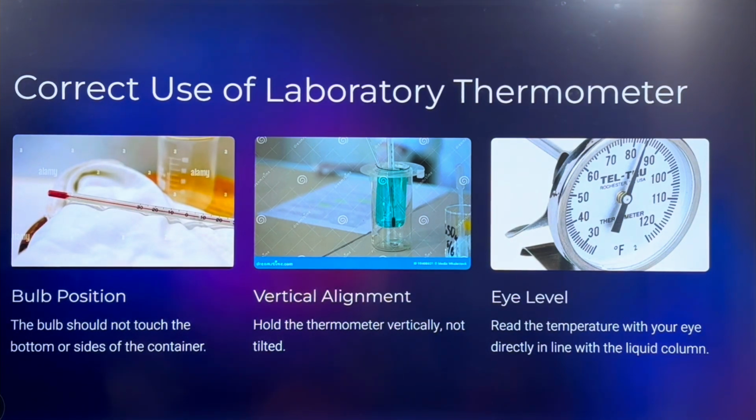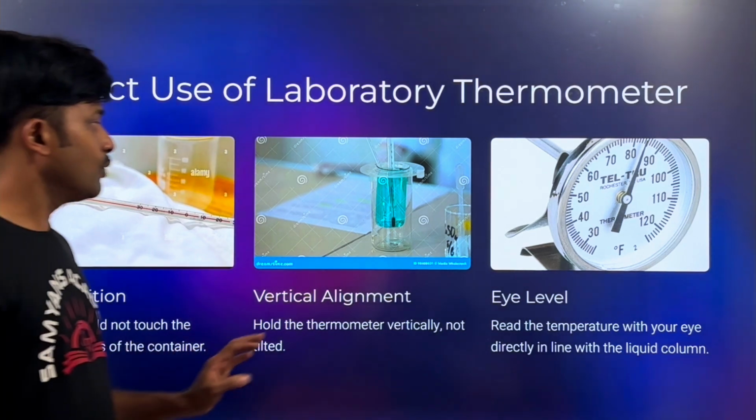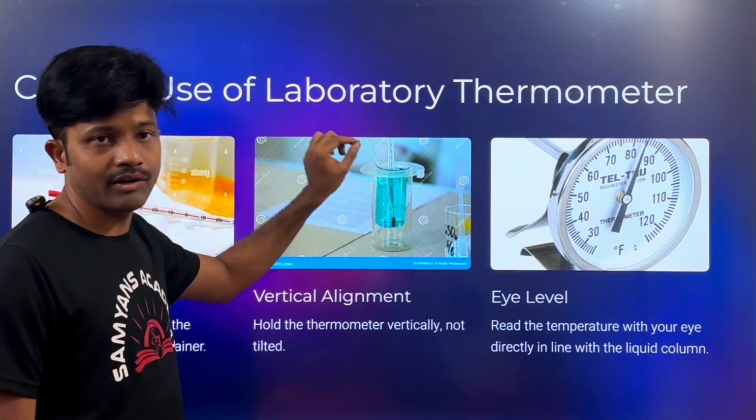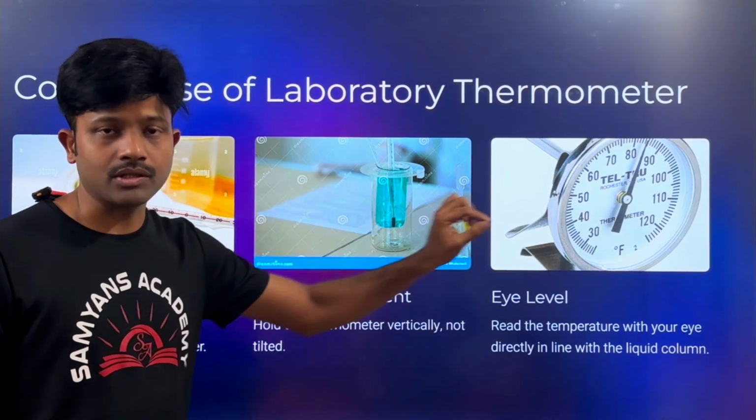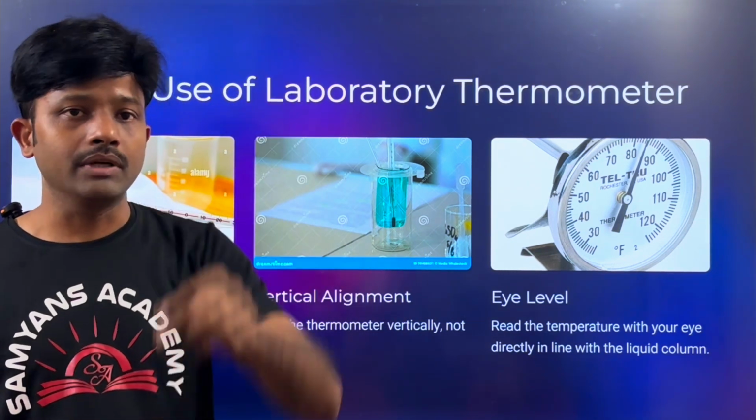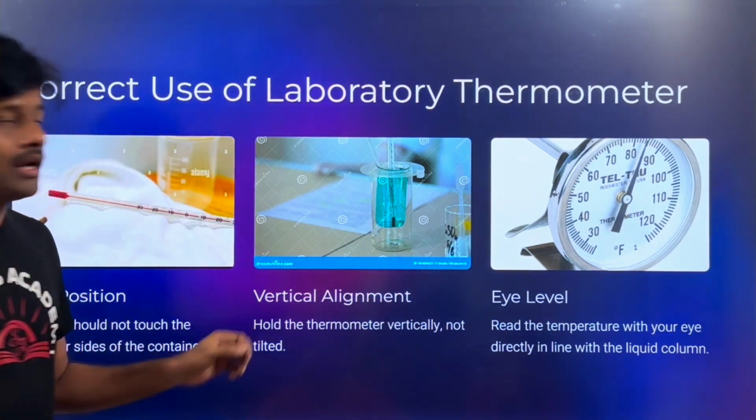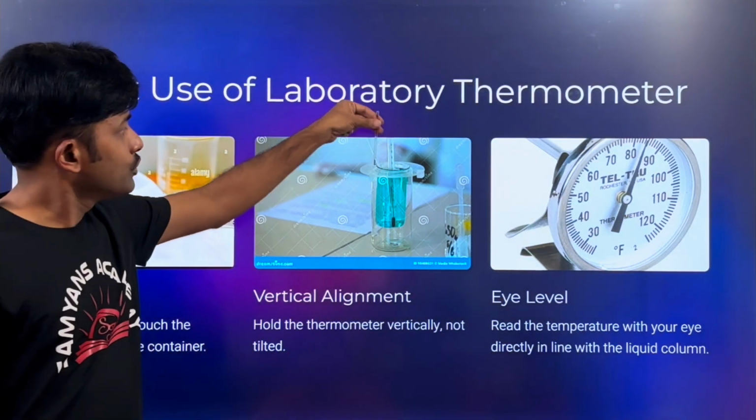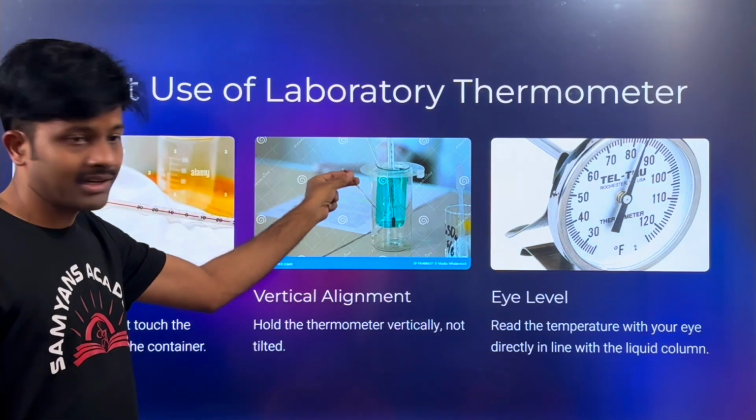Okay. And the next one, correct use of the laboratory thermometer. While using the laboratory thermometer, you have to make sure you do not touch the bulb with your hand. The bulb should not touch the bottom or sides of the container. Only the bulb you have to insert in the liquid, the object whose temperature you want to measure. Then how do you place the thermometer? You have to place it vertically, not slantly.